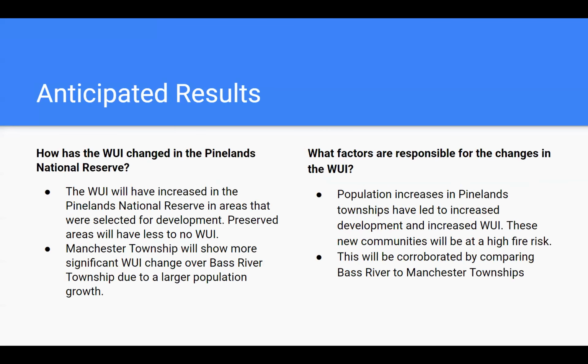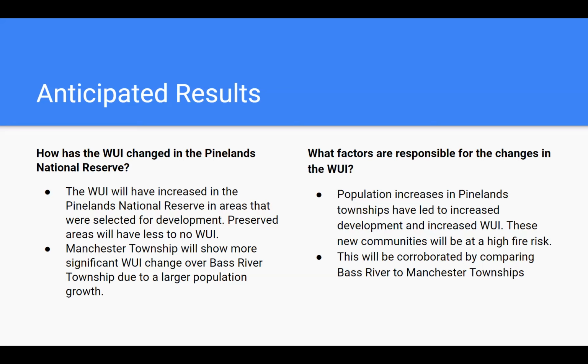So within that, my anticipated results, along with all those maps created of the interface and the calculated differences, I'm foreseeing that the WUI will have increase in the Pinelands National Reserve, but mainly in the areas that were selected for development by the Pinelands Commission for land management. The preserved areas, I think, will remain fairly constant in terms of being a non-WUI or more of an interface if there's development nearby.